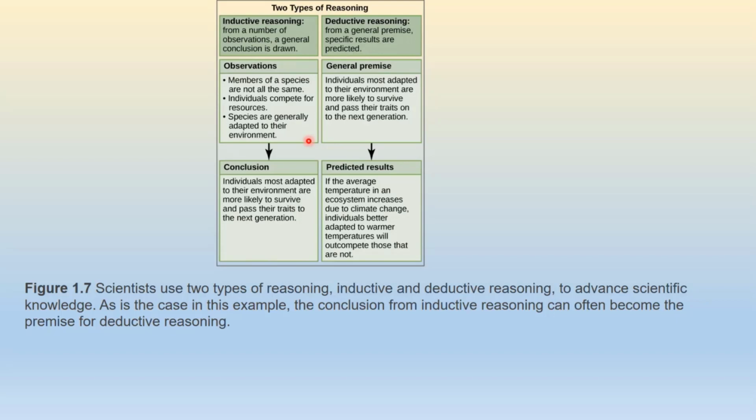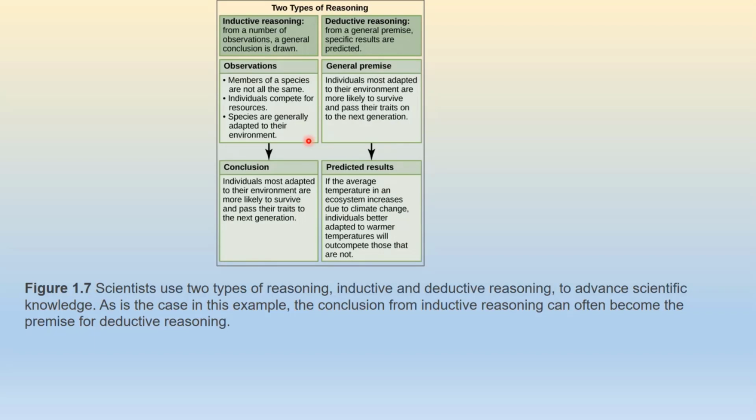Then observation, in terms of inductive reasoning: members of a species are not all the same. Individuals compete for resources, and it could be the same resources. Species are generally adapted to their environment. For deductive reasoning, there is a general premise, as opposed to the observation. That general premise is that individuals most adapted to their environment are more likely to survive and pass their traits on to the next generation.